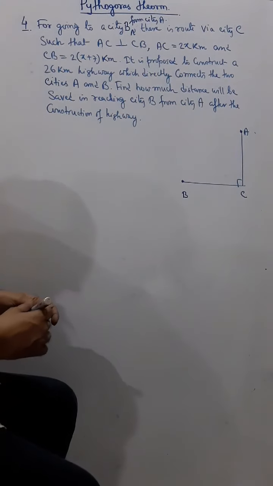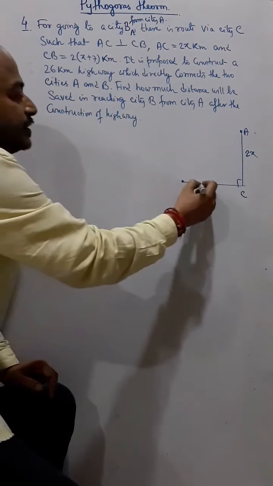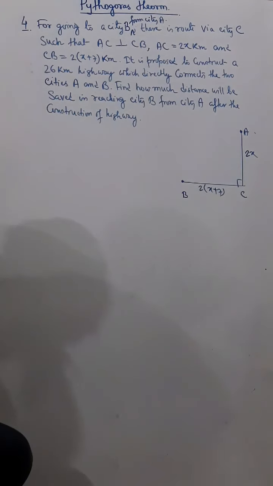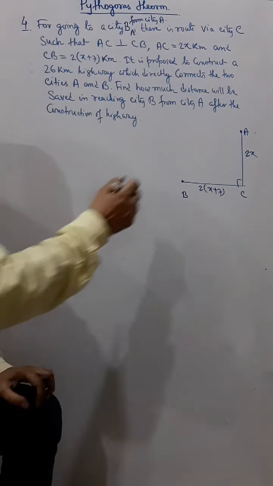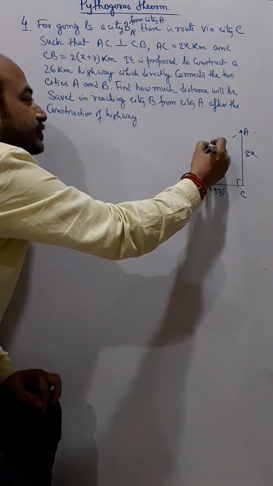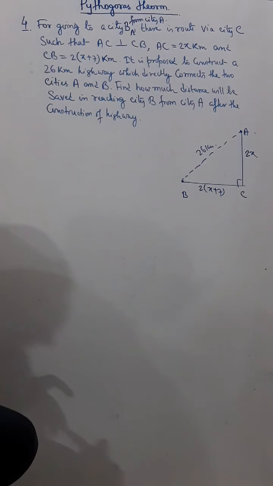So this is the route, and it is given that AC is 2x kilometer and this CB is 2x plus 7 kilometer. Okay, now it is proposed to construct a 26 kilometer highway which directly connects the two cities. So that means this is the highway and this is 26 kilometers. Now find how much distance will be saved in reaching city B from city A after the construction of the highway.